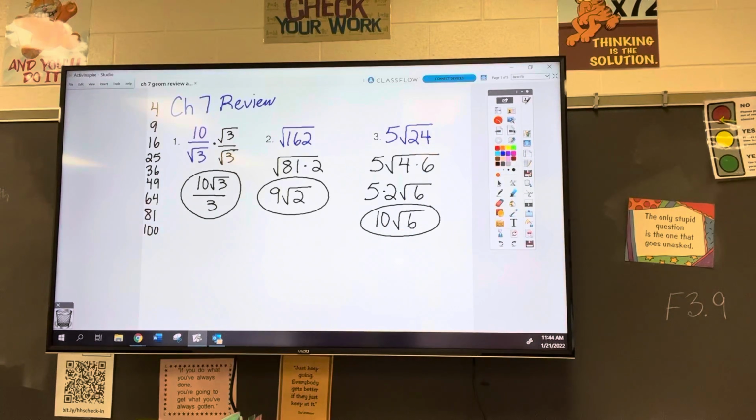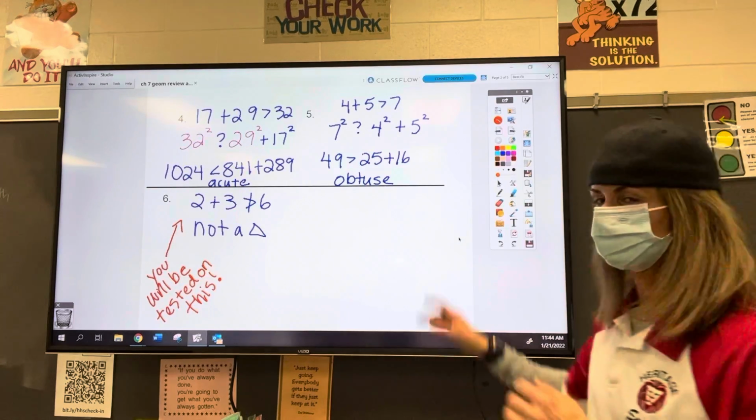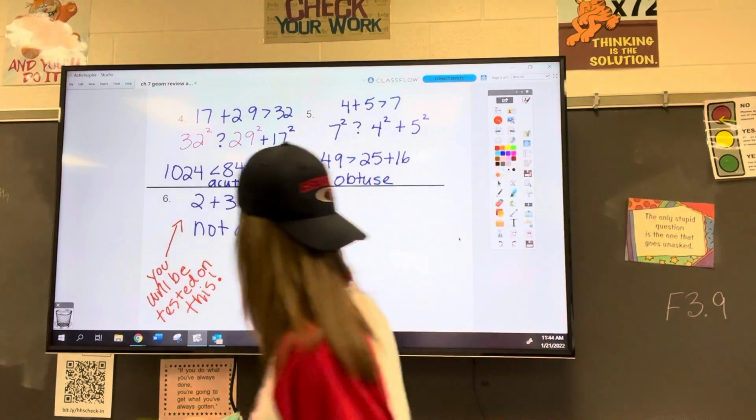Mouse, come on now. Okay, this is a little bit messy. I'm not a fan, but it's fine.